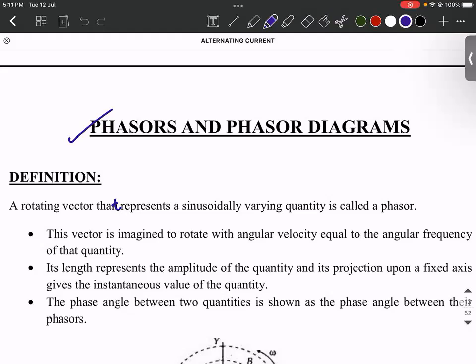I repeat, its length represents the amplitude of the quantity, and its projection upon a fixed axis gives the instantaneous value of that quantity.